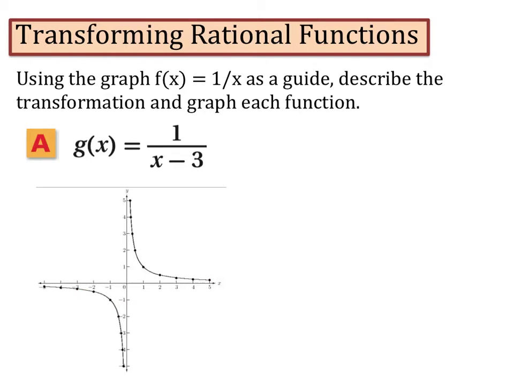So let's talk about transforming rational functions. We're going to use the function f of x equals 1 over x as a guide, and describe the transformation and graph each function. Right here in this graph below, I have this function graphed out. If you were to throw x values into that function, this is what it would look like. Now I want to talk about the characteristics of this and give them names so we know what we're going to be referring to.